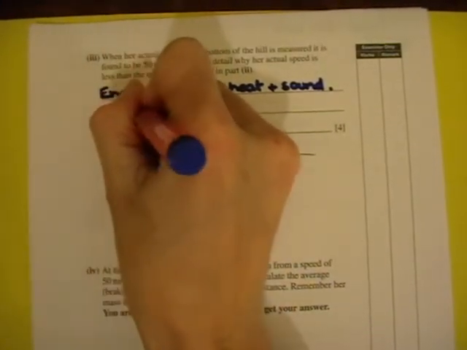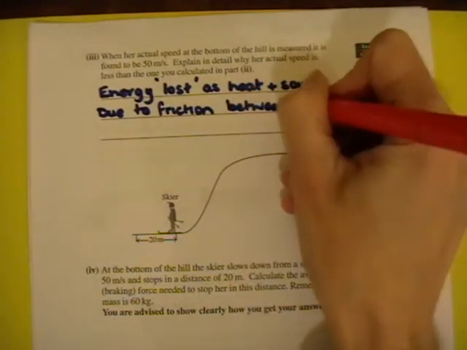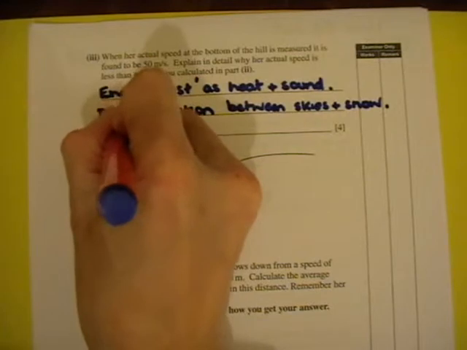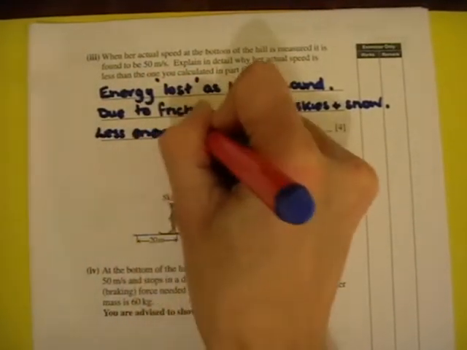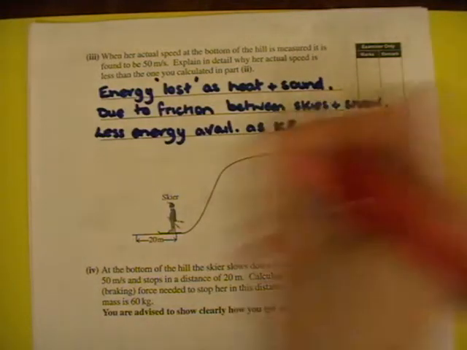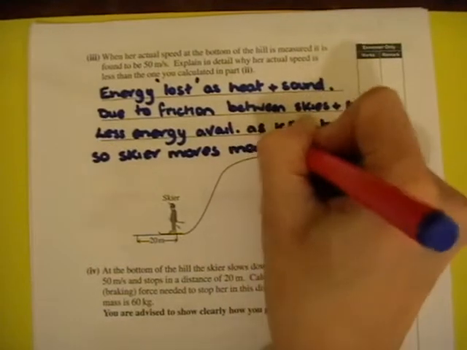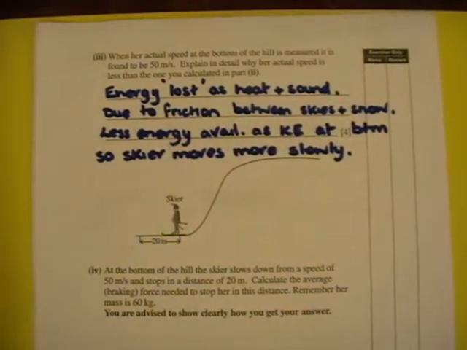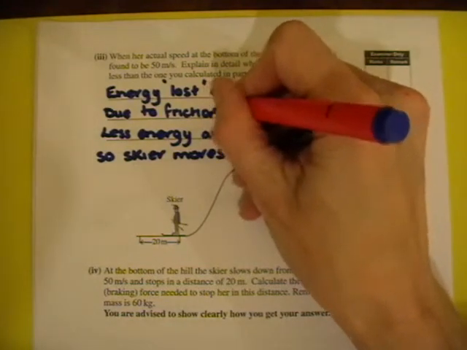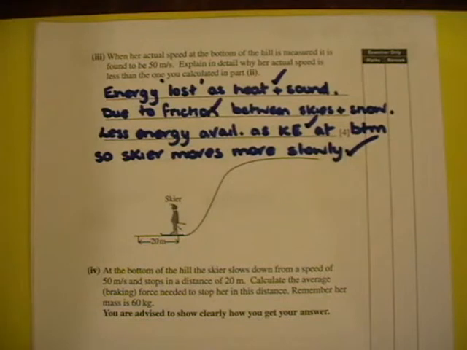This is due to friction, and where is the friction acting? It's between the skis and the snow. And that means that there's less energy available as kinetic energy at the bottom. So the skier moves more slowly. Now you'll have more room and a thinner pen than me, so you'll be able to hopefully write that in a bit better. So there's 1 mark for saying where the energy is lost, 1 mark for saying friction, 1 mark for saying there's less energy available as kinetic, and therefore that the velocity is reduced. So there's where you get your 4 marks.